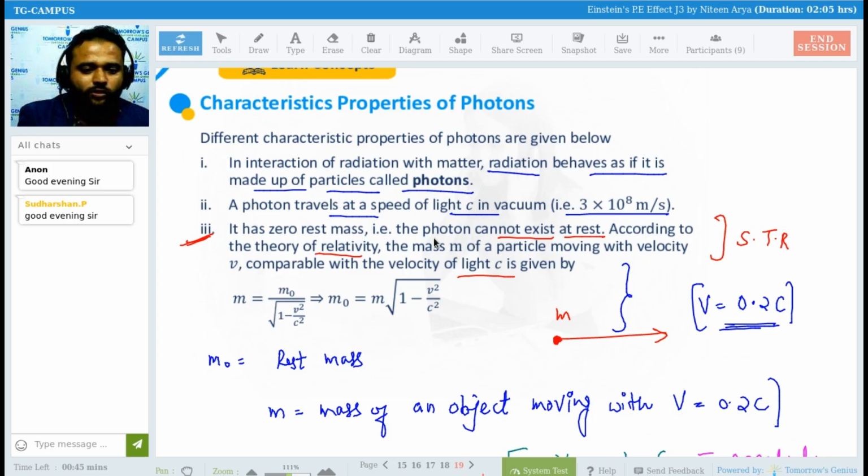So mass is going to be changed. Mass changes when the object starts moving with speed close to the speed of light, and that is why the fastest observed speed is the speed of light, that is 3 × 10^8 meter per second. Is this clear, everyone, beta? Okay, good.